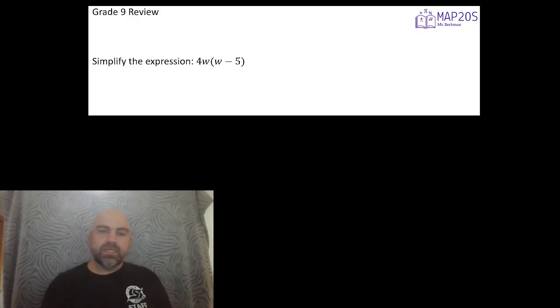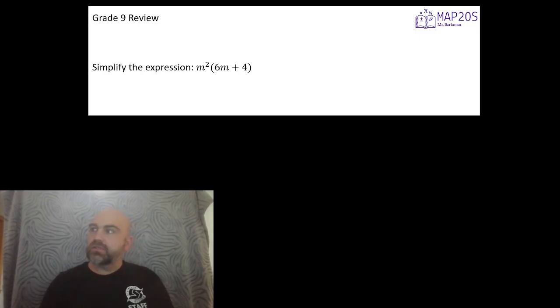All right, let's take a look at the answer here. We have 4w, and we're multiplying to both the w and the negative 5. So we're going to get 4w squared and negative 20w. Remember that w times w is going to give us w squared, and then w times nothing gives us just a single w, and then we have to multiply the numbers together as well. All right, let's keep it going here. Here's another one. Let's multiply this one out. So pause the video and come back.